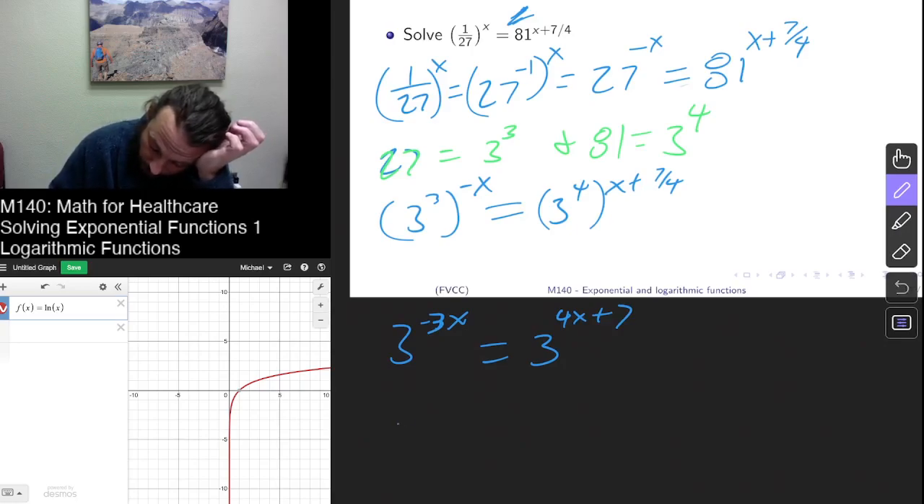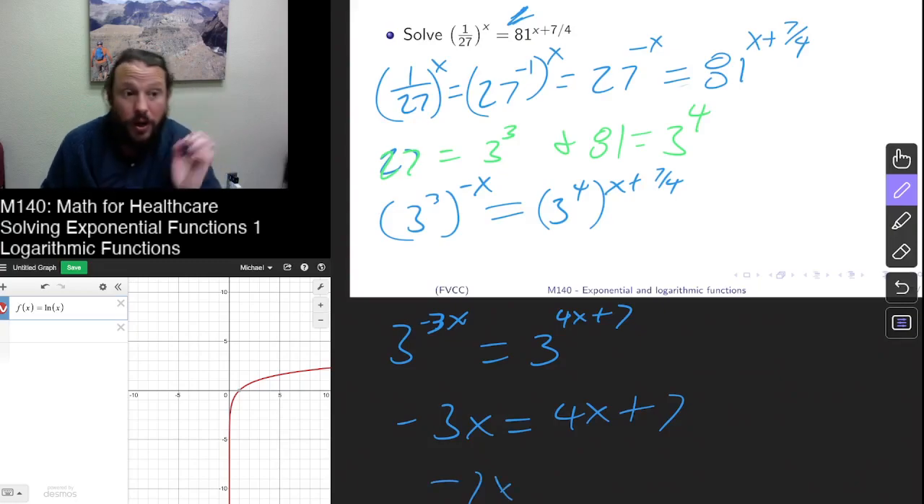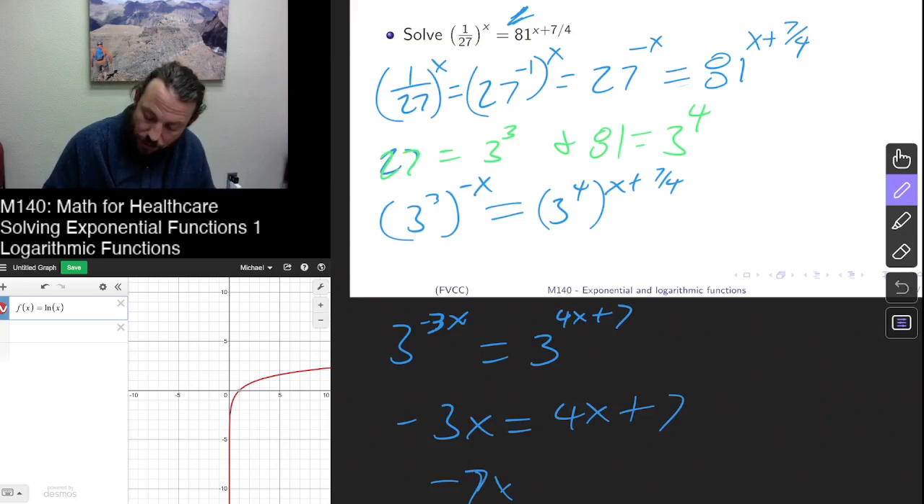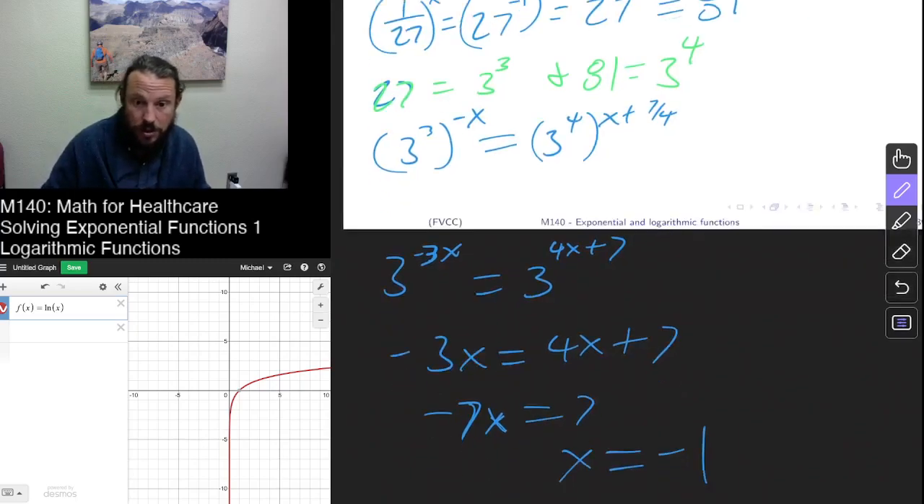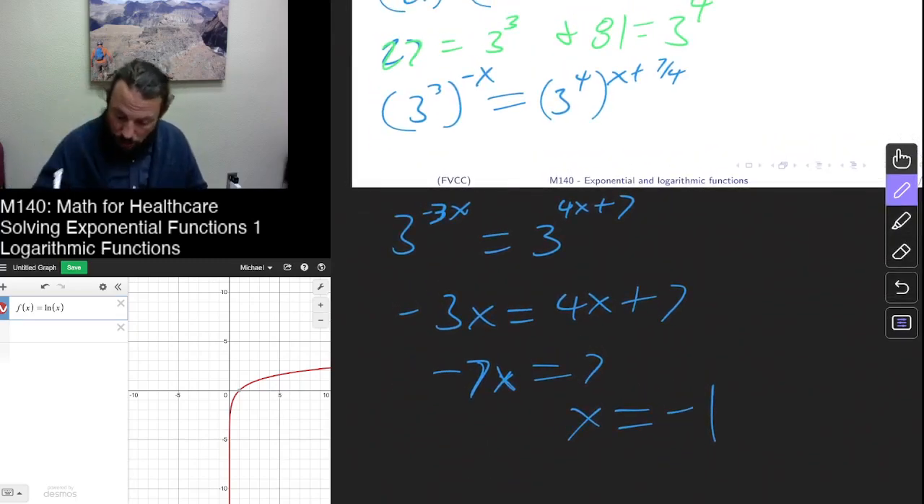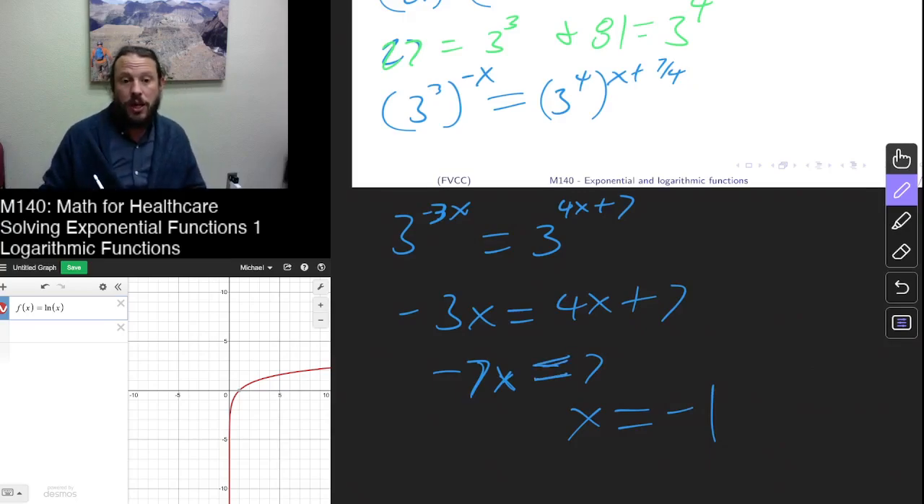Now we have negative 3x equals 4x plus 7. Subtract 4x from both sides, we get negative 7x equals 7, so x equals negative 1. Oh, so I lost that last little bit there. Since negative 7x equals 7, x equals negative 1. Okay, and you can check that works out for you.